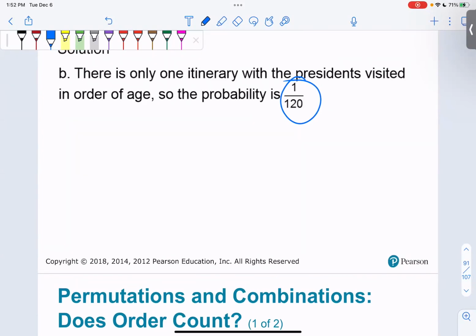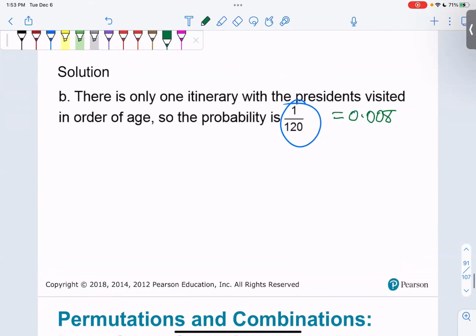So usually for probability, use 3 digits. So it will be 0.008, right? So I mean, just one. The probability that their ages will be in order is 0.008.